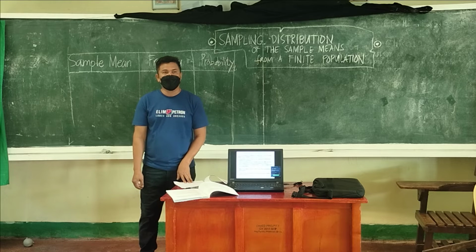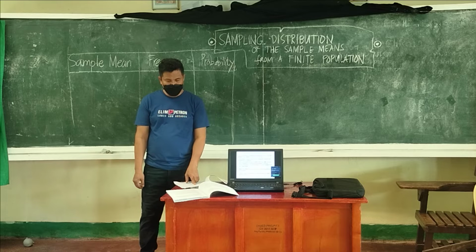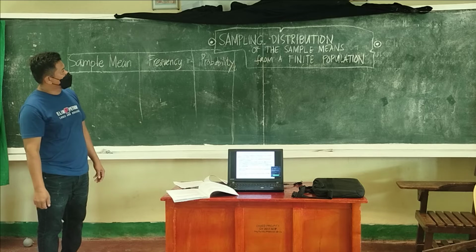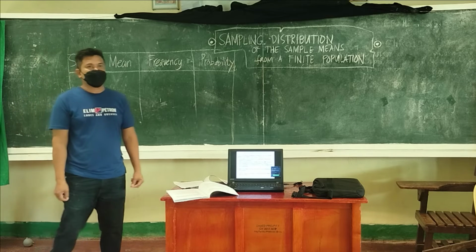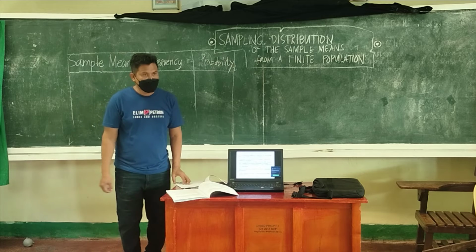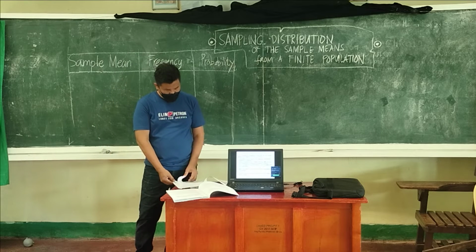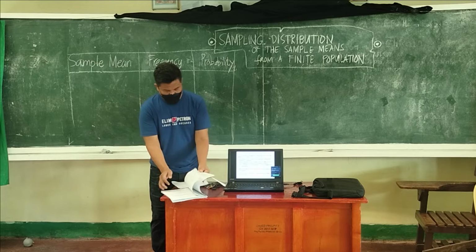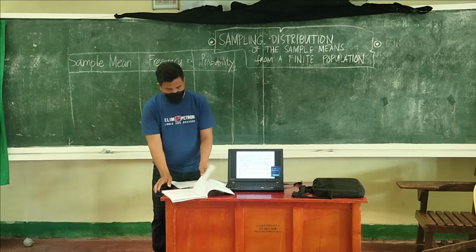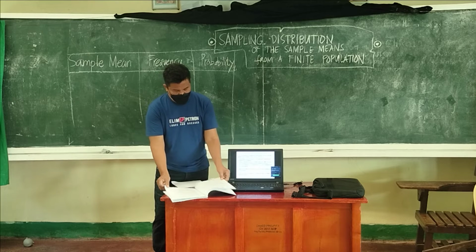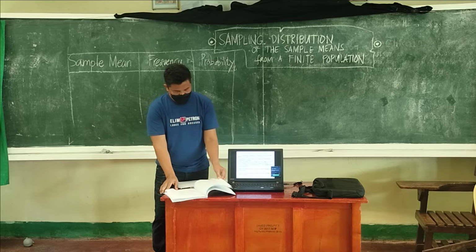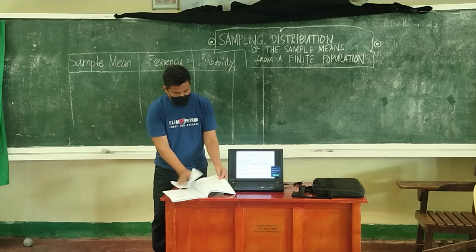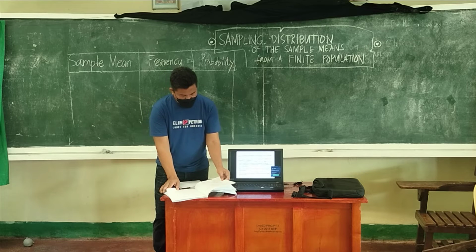So let us recall what you have learned about combination, because in getting the sampling distribution of the sample means you need to have the skill in solving the combination. So can you still recall what is the formula in getting the combination? So I have here the formula, since nobody can recall it. So we have here the combination formula.